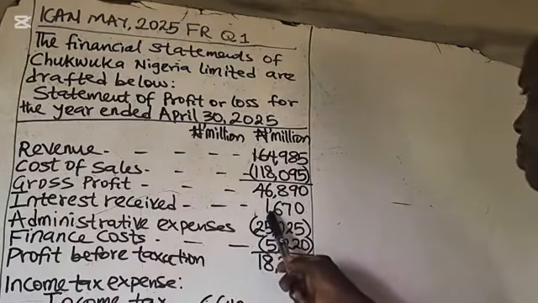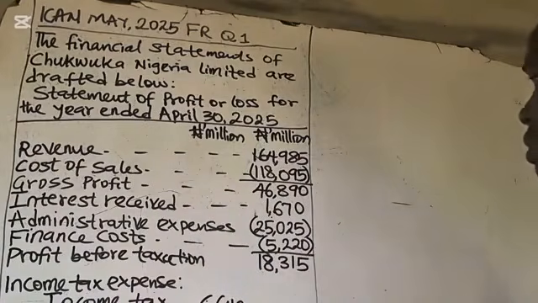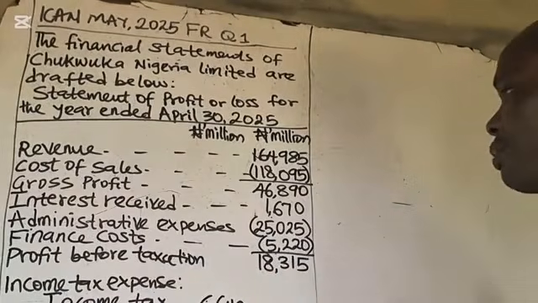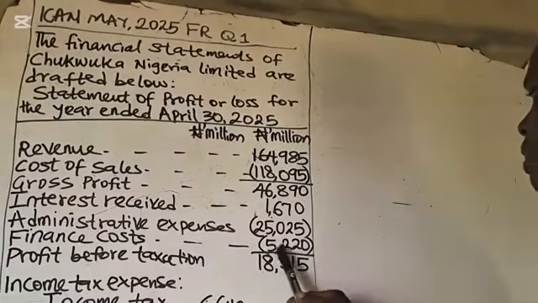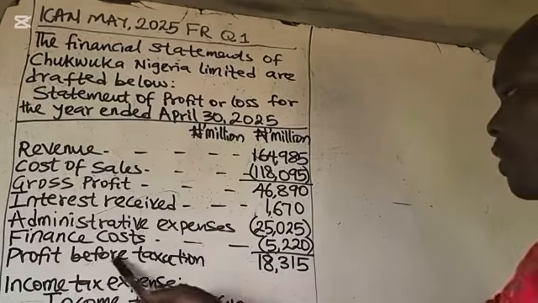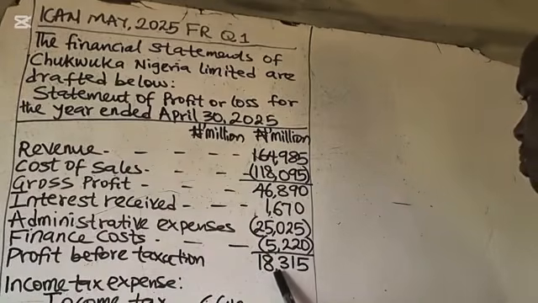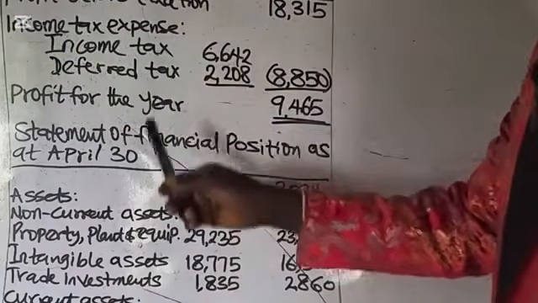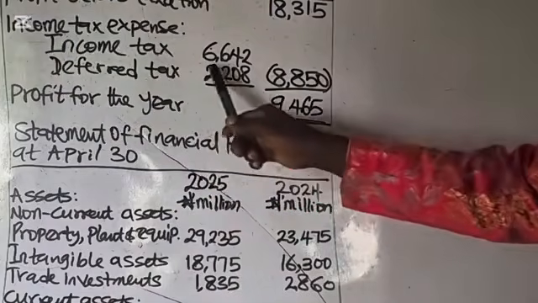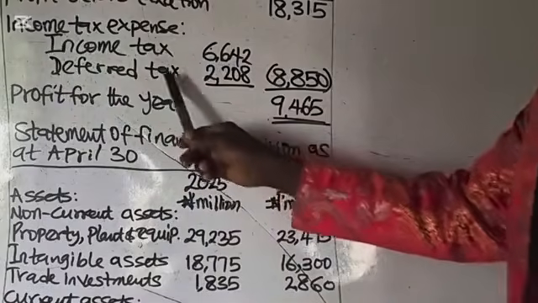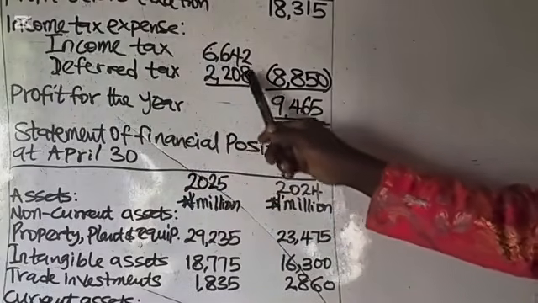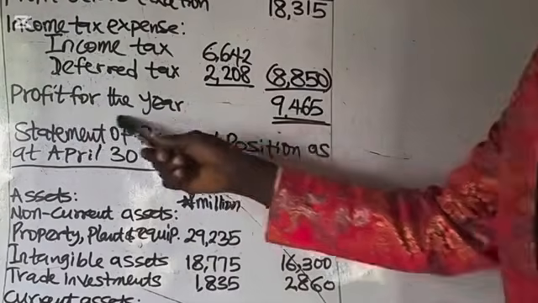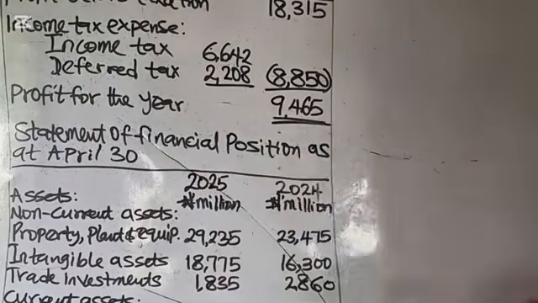Interest received 1 billion 670 million. Then administrative expenses 25 billion 25 million. Finance cost 5 billion 220 million. Profit before taxation 18 billion 315 million naira. Income tax expense: we have income tax 6 billion 642 million, deferred tax 2 billion 208 million. The total is 8 billion 850 million naira. Profit for the year 9 billion 465 million.